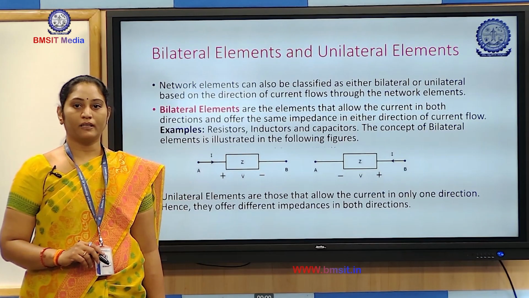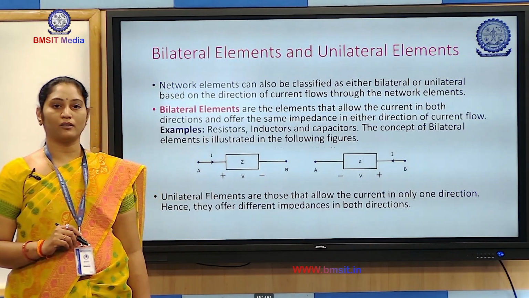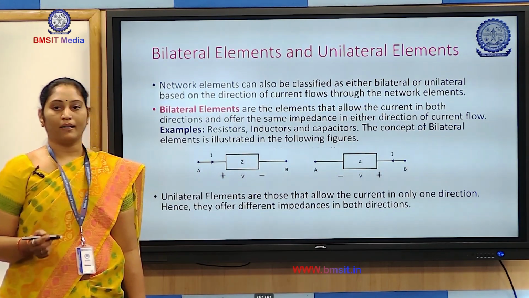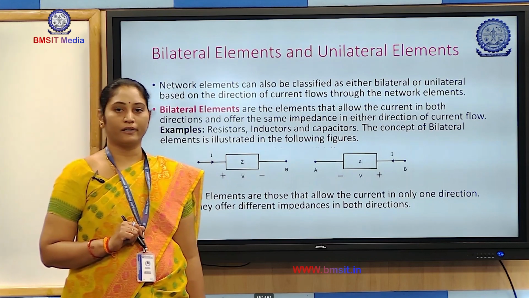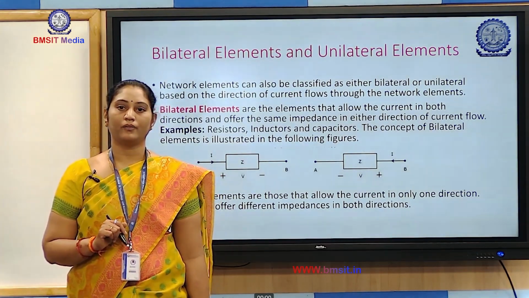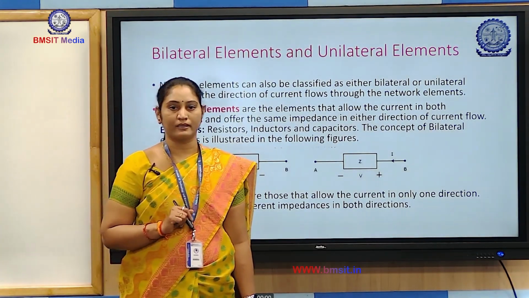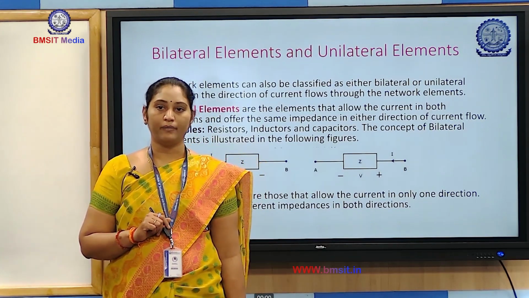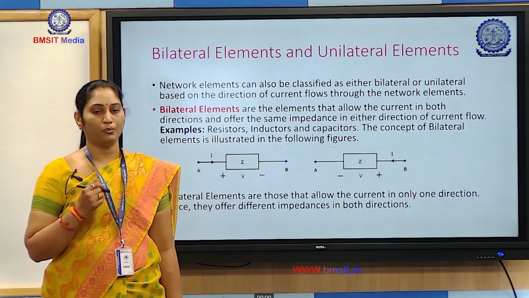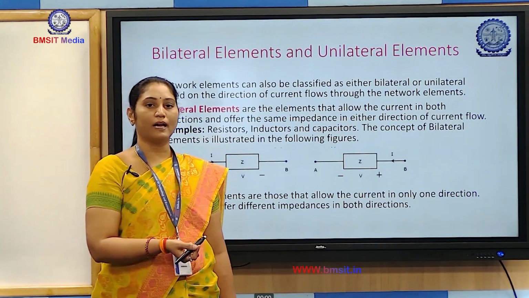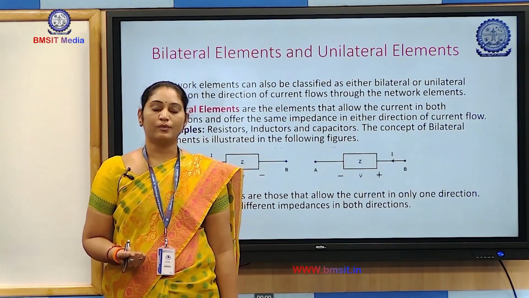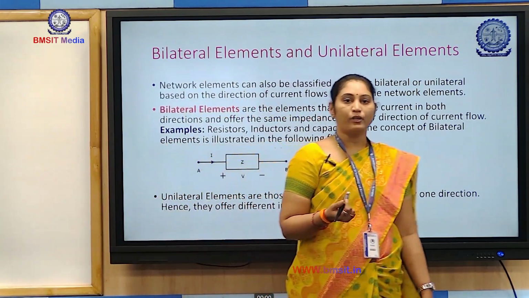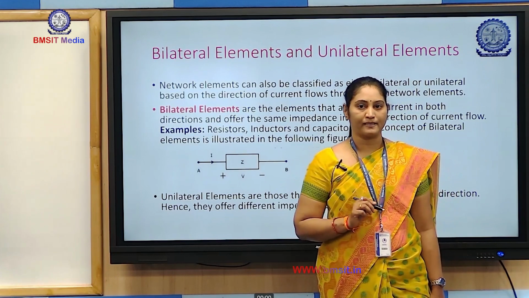When the network is classified based on the direction of flow of current, we call it a bilateral network or unilateral network. In the bilateral network, we find the bilateral elements. So what are these bilateral elements? Bilateral elements are the elements that allow the current in both directions, the forward direction as well as the reverse direction, and they offer the same impedance.